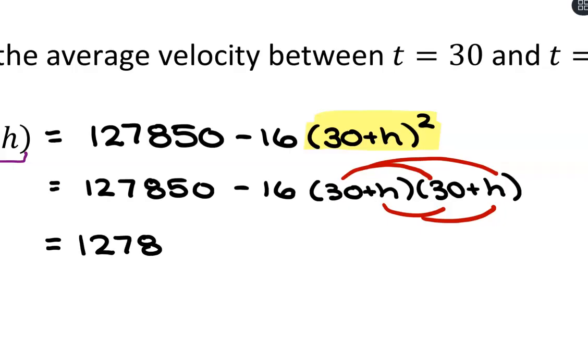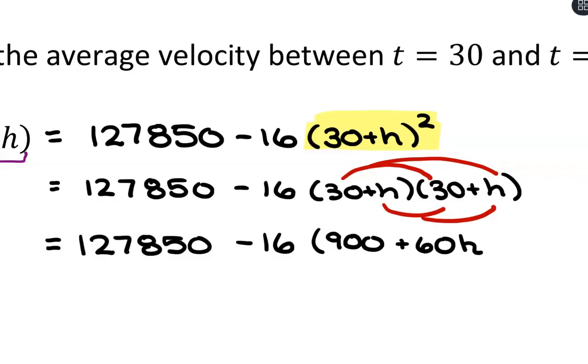So I have 127,850 minus, keeping that 16 outside there, and then I'll have 30 times 30. I'll have a 30h plus 30h, so 60h, and then plus h squared. So there I multiplied my binomials by foiling. Now I'm going to distribute the negative 16 in.